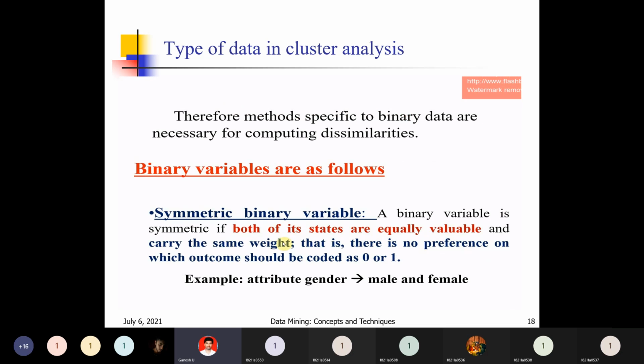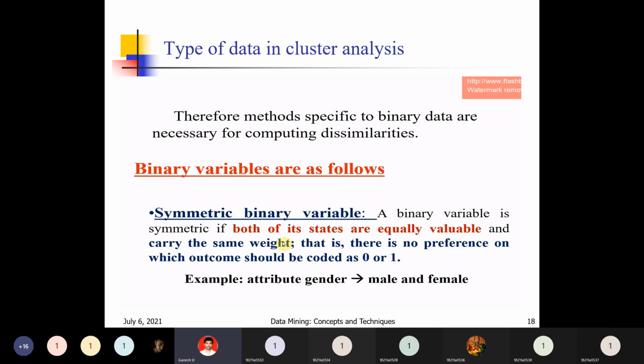For the previous one, interval scaled variables, definitely you have to find those distances and proceed. Therefore, methods specific to binary data are necessary for computing the dissimilarities. These methods are specifically designed for binary data. So binary variables are as follows: symmetric binary variables and asymmetric binary variables.